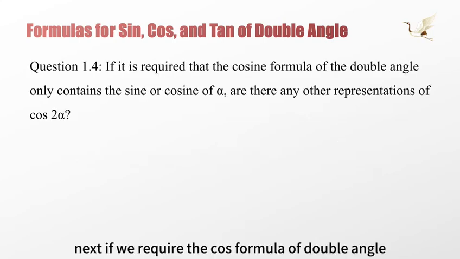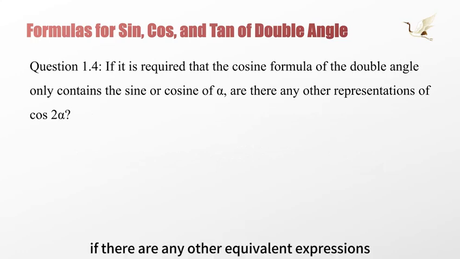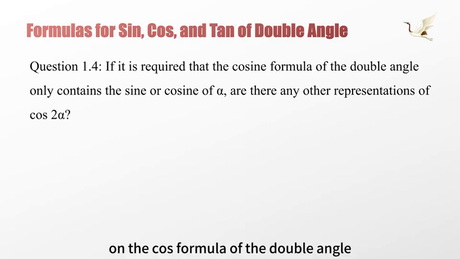Next, if we require the cosine formula of double angle to only contain the sine or cosine of angle alpha, may I ask if there are any other equivalent expressions for this cosine formula of double angle? You may have thought that we can use the sum of the squares of the sine and cosine of the same angle to obtain the same-angle relationship of 1. We can then perform a formal equivalent transformation on the cosine formula of the double angle. Let's take a look together.